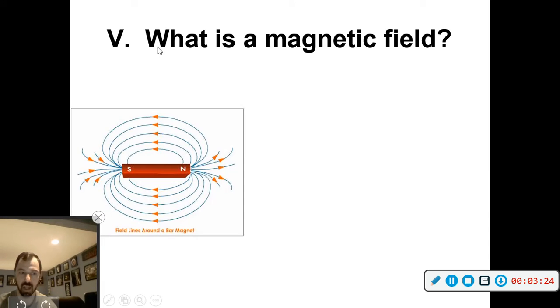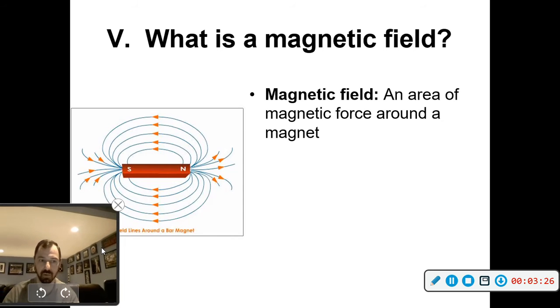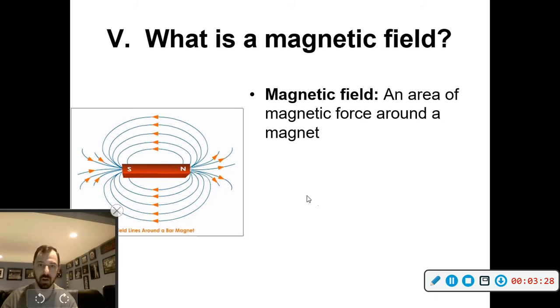Okay, the field lines. The magnetic field is an area around the magnet where the magnetic force is felt. Where the lines are closer together, that is the strongest part of the magnetic field. If you notice by the north and south poles, you're going to see the lines all concentrated. That's where the magnet is strongest. It's weakest on its sides, because there are fewer field lines there.